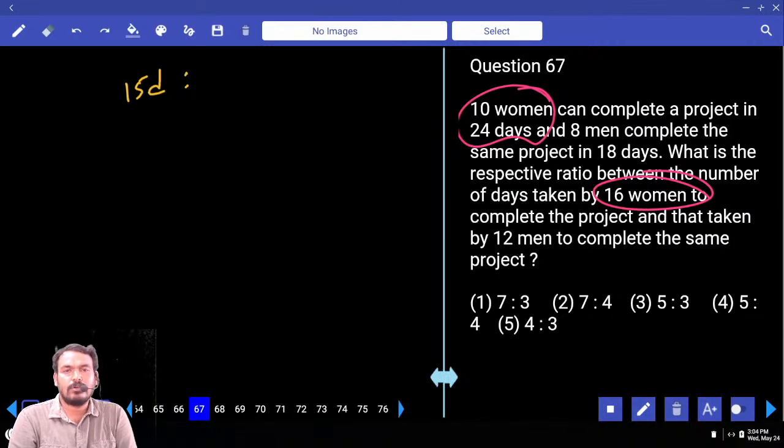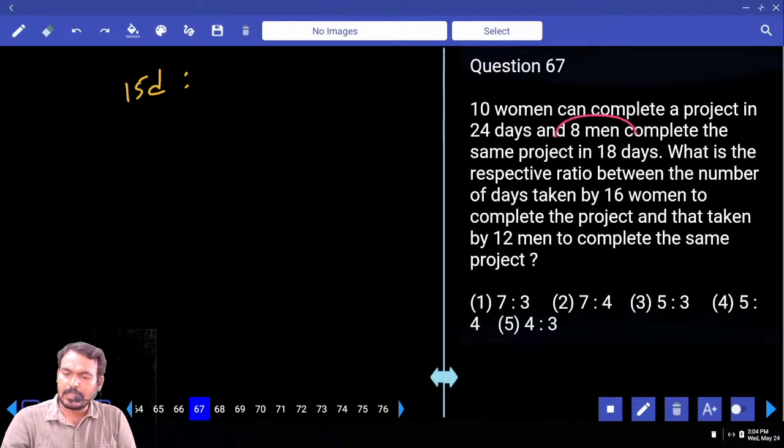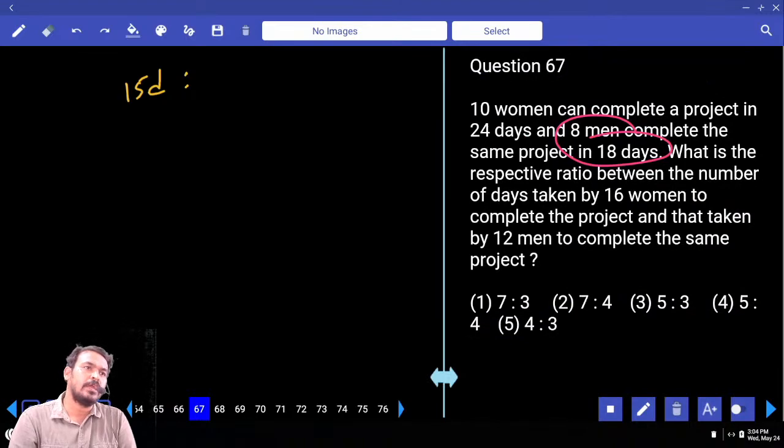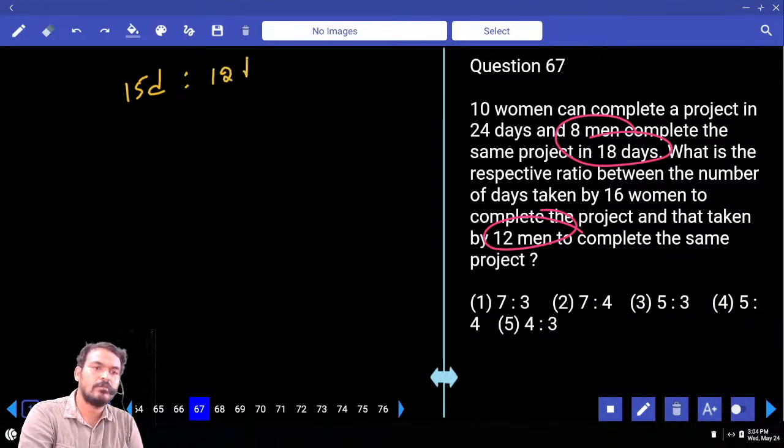10 into 24, how much? 240. It is divided by 16, we are getting how many days? 15 days. Second one, 8 persons can complete the whole project in how many days? 18 days. Work is 144. The same 144 is completed by 12 persons. How much time is taken? 12 days. What is the ratio? 5:4.